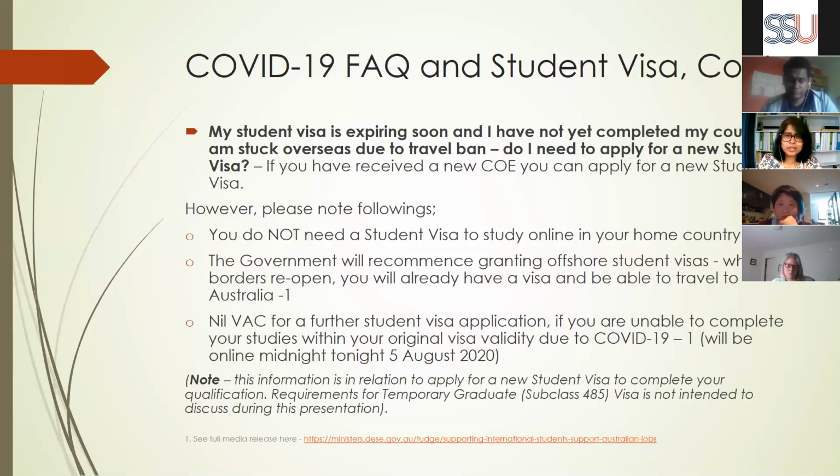And also, in addition to this, how they're going to measure whether you are really affected by COVID-19 is that you will have to provide an additional form. That is a form called Form 1545, COVID-19 impacted student. So that is a form for the provider. The university has to complete that and endorse that you are affected by COVID-19. So as long as you have this form, then as I understand, it's quite a flexible, broad approach to access this nil VAC visa application charge.